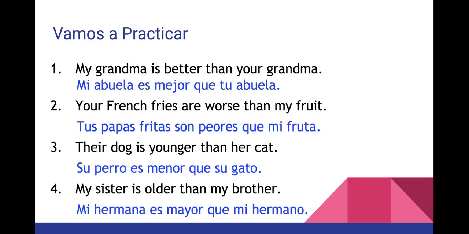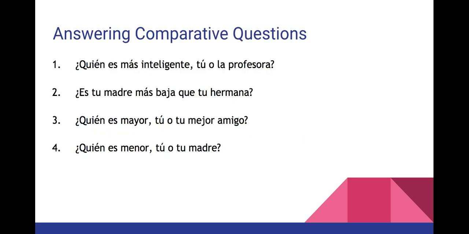And here's some examples. My grandma is better than your grandma. Mi abuela es mejor que tu abuela. Your French fries are worse than my fruit. Tus papas fritas son peores que mi fruta. Their dog is younger than her cat. Su perro es menor que su gato. And my sister is older than my brother. Mi hermana es mayor que mi hermano.